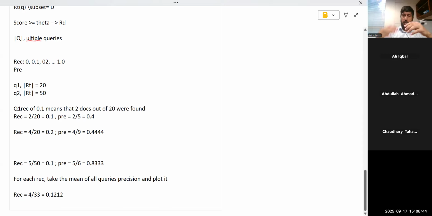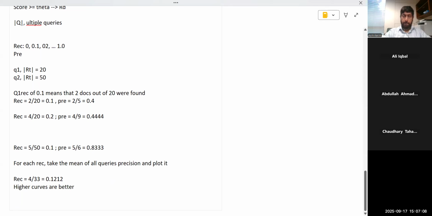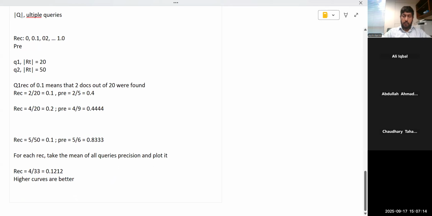So if you have multiple systems and one curve is above the other, in general that means that system is better. A curve being higher means that for a given precision its recall is better, or for a given recall its precision is better. So higher curves would be better. So that's one way of doing it, using precision and recall, and precision-recall curves for one query as well as for multiple queries.